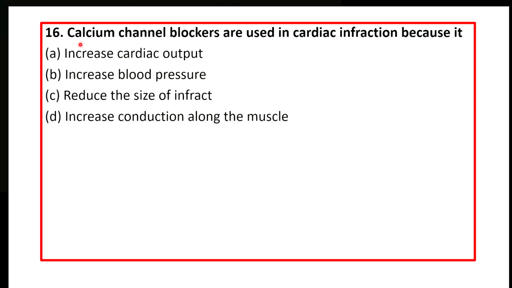Question number 16. Calcium channel blockers are used in cardiac infarction because. Why are we using calcium channel blockers for cardiac infarction? Because option A, to increase cardiac output, B, increase BP, C, reduce the size of infarct, and D, increase conduction along the muscles. Here calcium channel blockers, so obviously it's blocking something, right? Blocking something means it's decreasing some activity. The other three options are increase, increase, increase. So option C is correct, that is reduce the size of infarct.